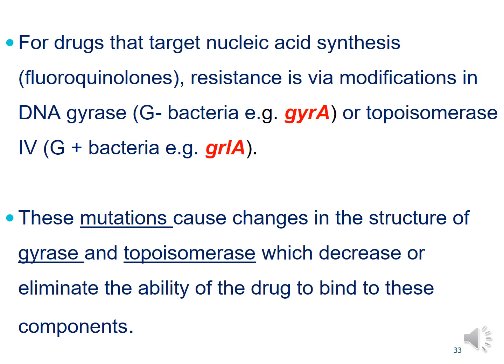For drugs that target nucleic acid synthesis like fluoroquinolones, resistance through modification in DNA gyrase or topoisomerase can be seen. These mutations cause changes in the structure of gyrase and topoisomerase, which decrease or eliminate the ability of the drug to bind.